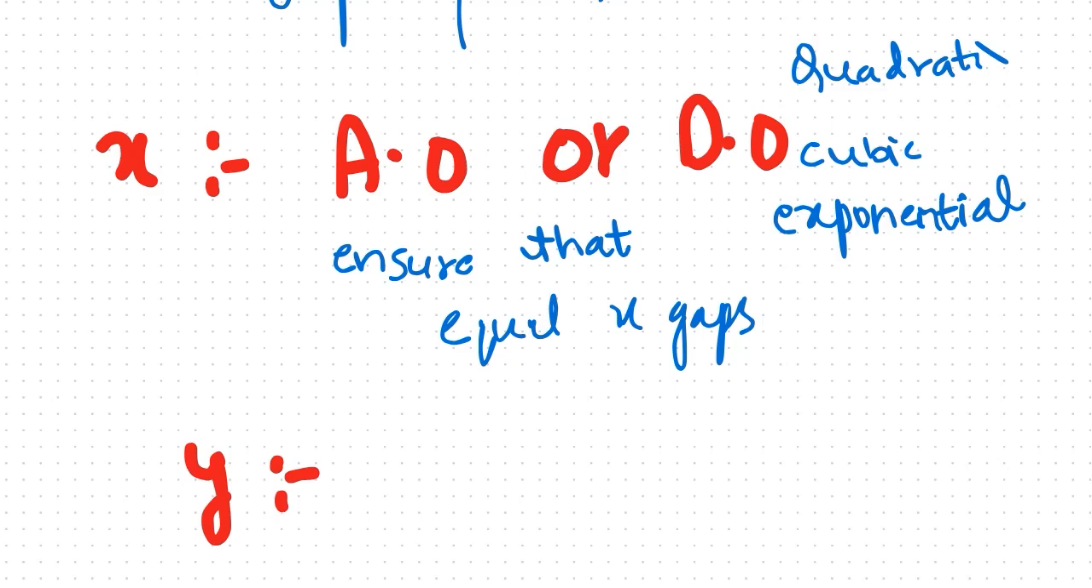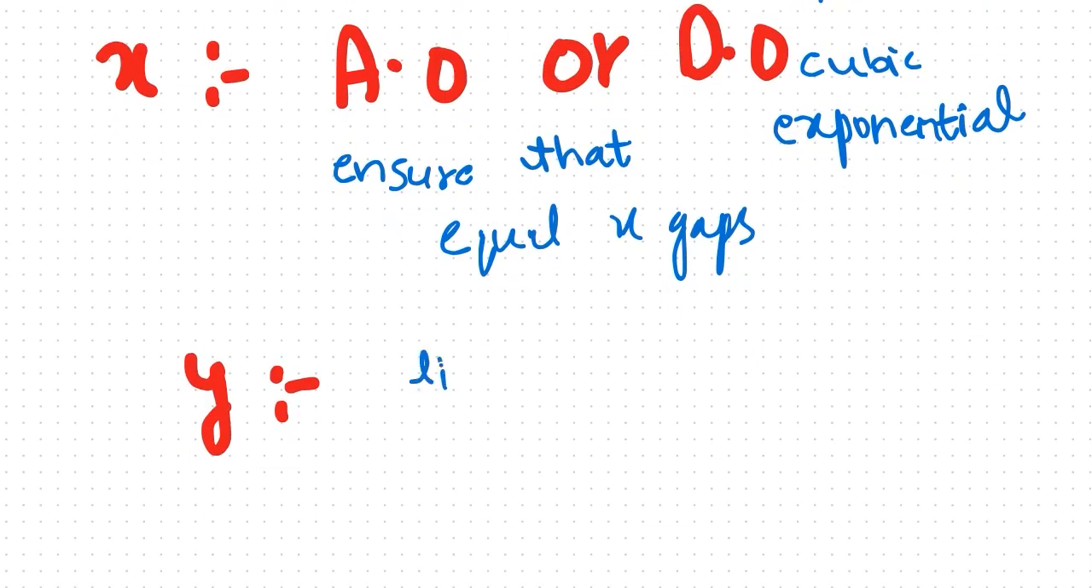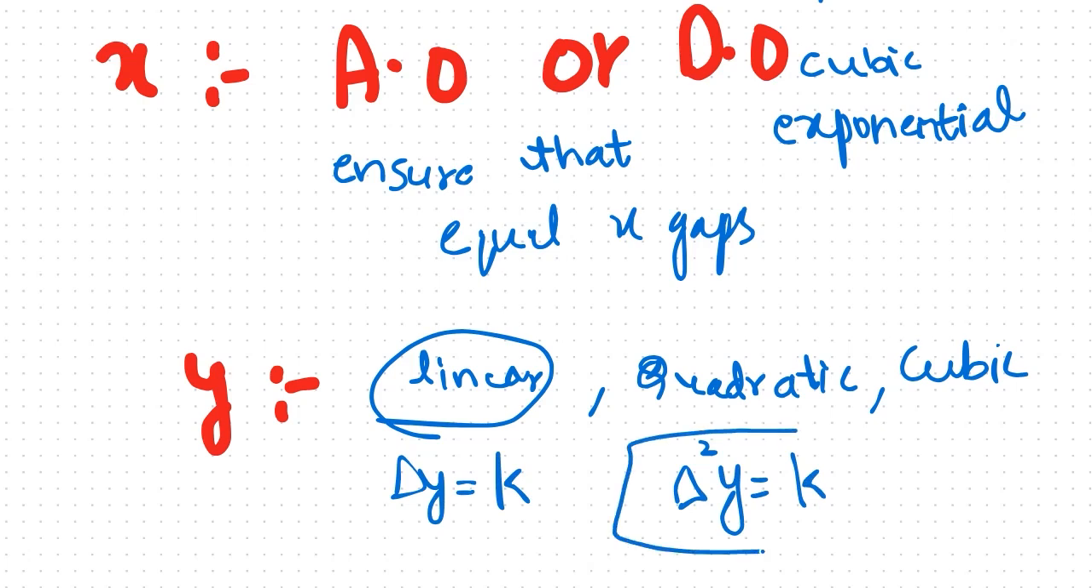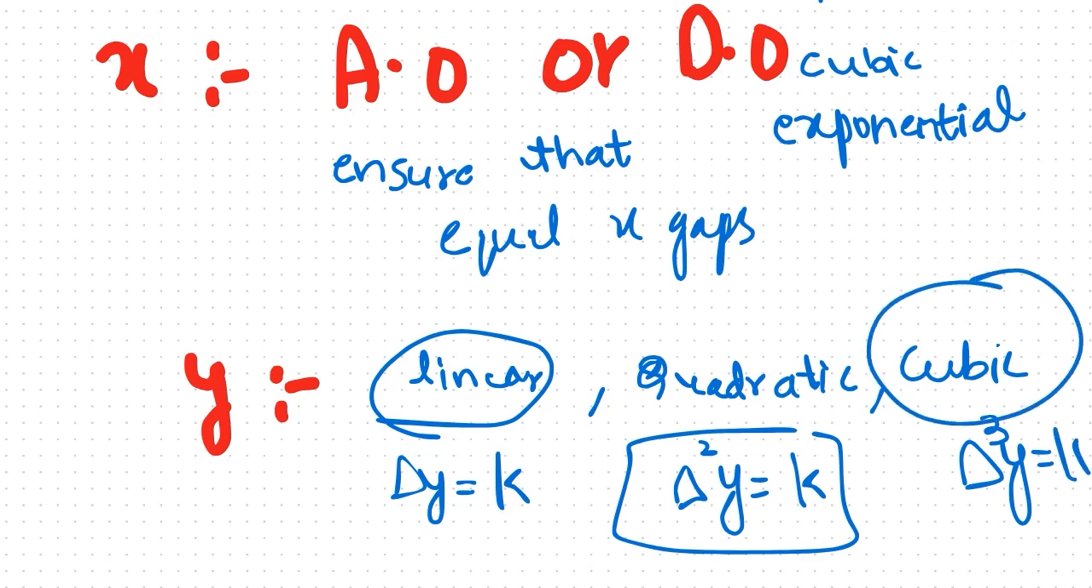To determine if it is linear, quadratic, or cubic, we take differences. If the first difference is constant, it is linear. But if the second difference is constant, quadratic. But if the third difference is constant, it is cubic. Clear? So what's the difference between cubic and linear?